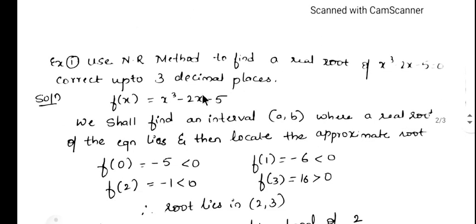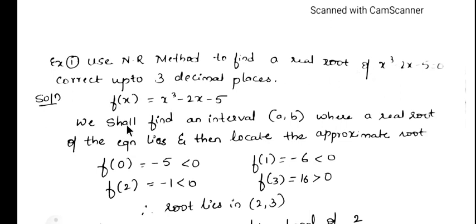Now we'll solve an example on this: use the NR method to find a real root of x cube minus 2x minus 5 equals 0, correct up to 3 decimal places. Here in the question they have given correct up to 3 decimal places, which means when I do the first iteration, second iteration, third iteration, and so on, two consecutive iterations must have the same 3 digits after the decimal point. Till there I have to do the iteration.